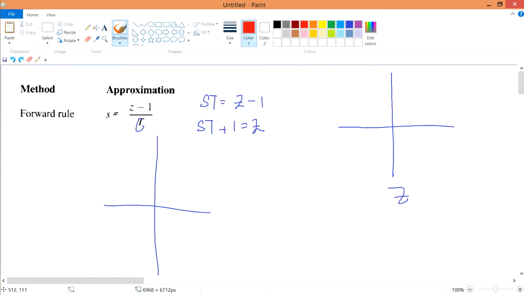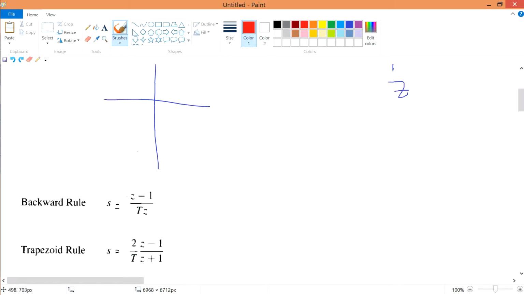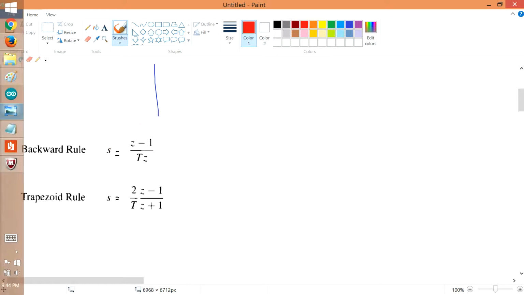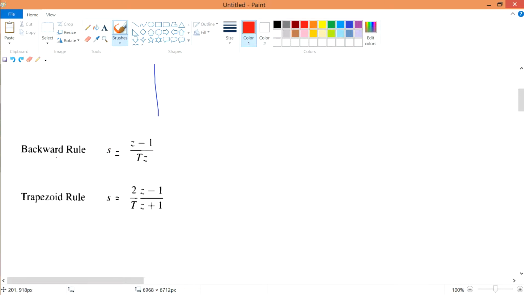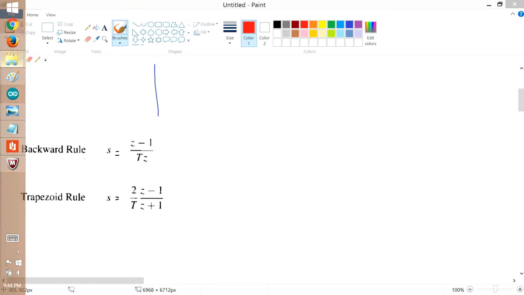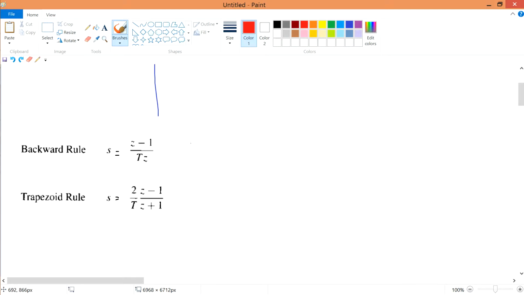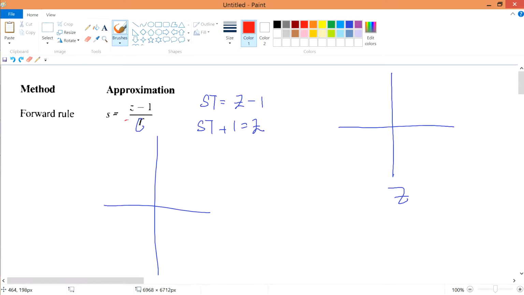Before I start, you may wonder, what are all these equations? If you don't know where all these equations come from, and how they represent your backward rule or trapezoidal rule, I suggest that you watch the video L8v4 and come back. That is the point where you derive your stuff from.